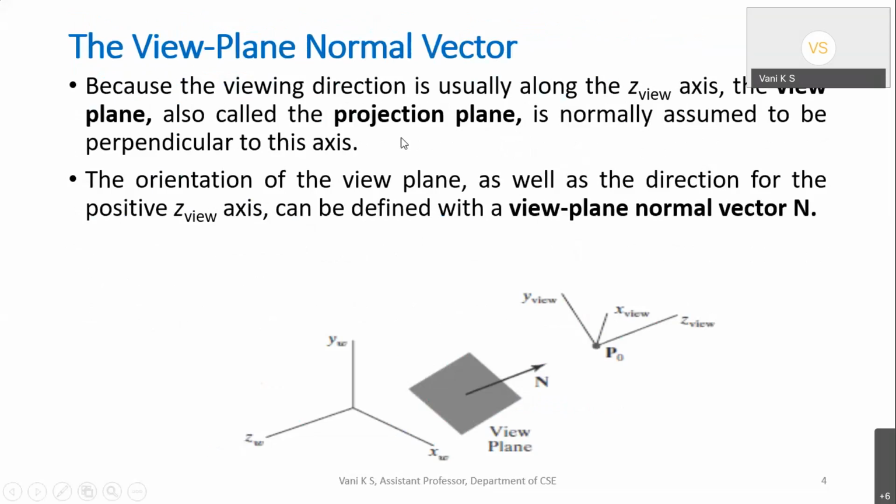The next thing is the view plane normal vector. You understand, I think, that for any surface, a normal is a vector or a line which is perpendicular. For example, see here this surface.